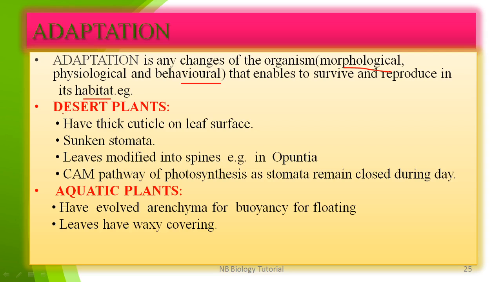There are two examples. First of all, we see the desert plant. What are the characteristic features of the desert plant? Desert plants have a thick cuticle on the leaf surface, sunken stomata, and leaves modified into spines, as observed in Opuntia. There is a presence of the CAM pathway of photosynthesis, as the stomata remain closed during the daytime and open during the night time. Aquatic plants have evolved parenchyma for buoyancy, for floating. Leaves have a waxy coating.